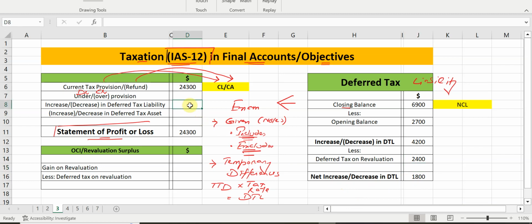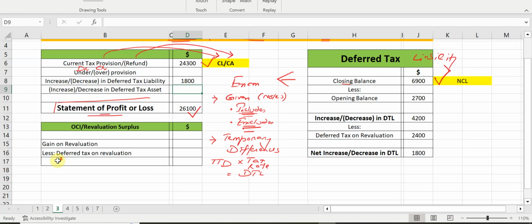So we just take it over here. That means the statement of profit or loss figure of the tax is 26,100. And when you go to the current liability, you have the 24,300. This is the current tax payable. And this 6,900 is your non-current liability.